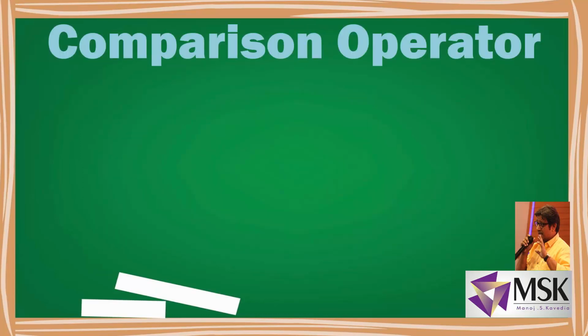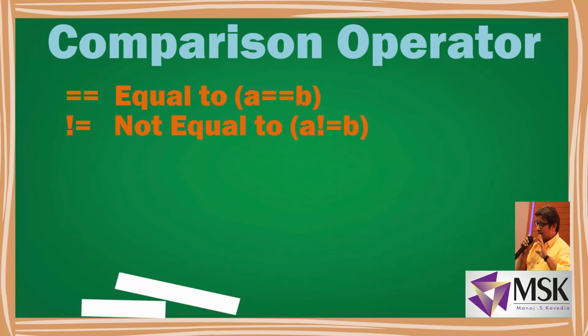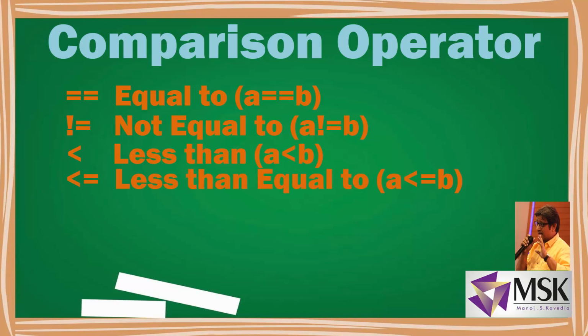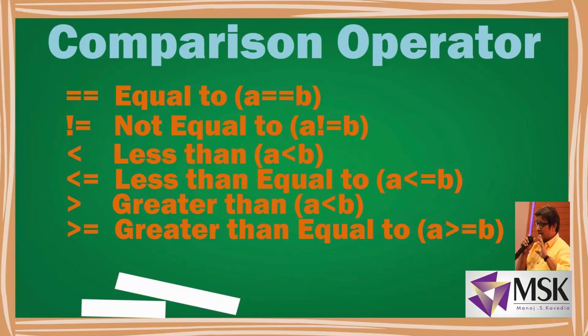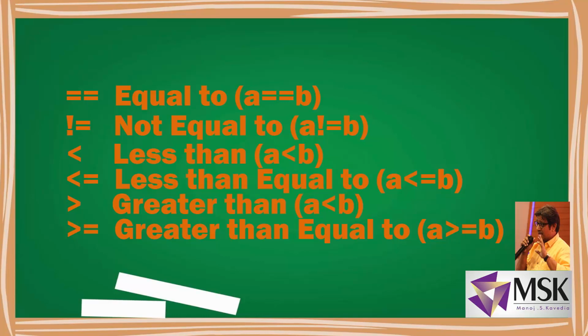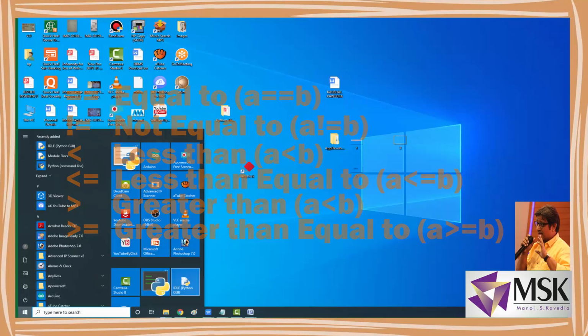Now let's see the next operator, the comparison operator. In comparison we have equal to, not equal to, less than, less than or equal to, greater than and greater than or equal to. They perform the operation as they are called. So equal to will check for equal values, not equal to will check for not equal values. Now let's see the demonstration for the same. I'll come back to my IDE.